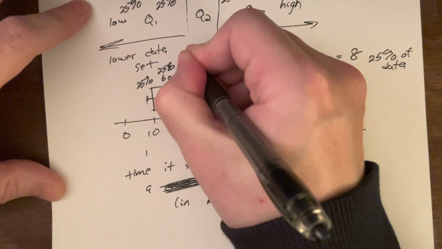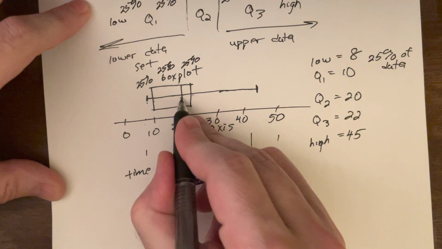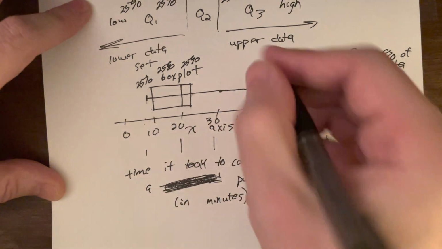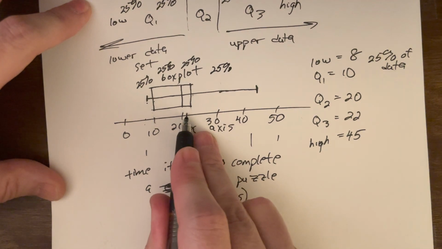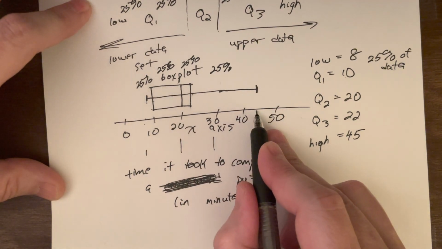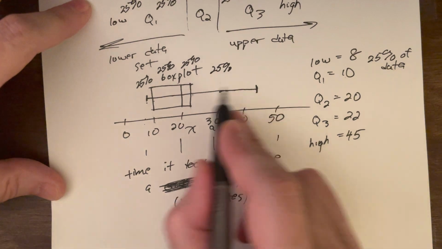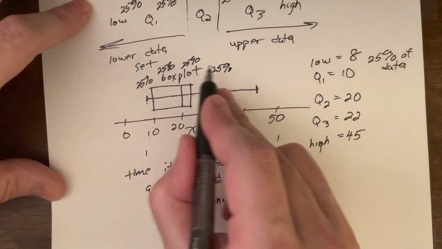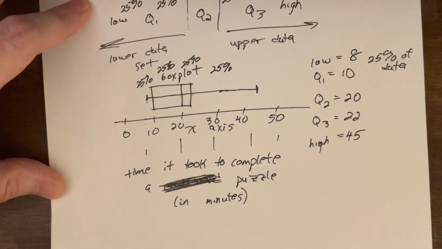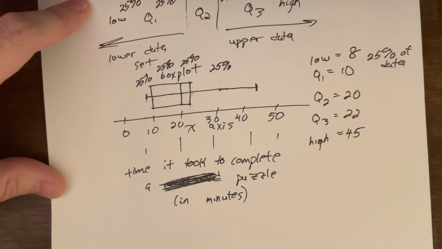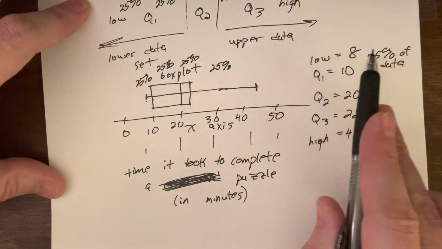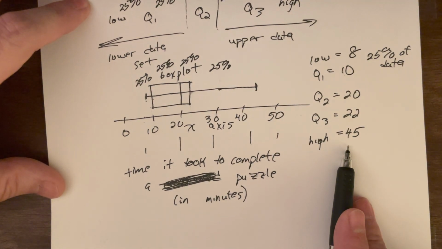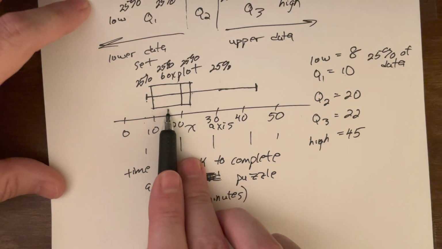And then another 25% between 20 and 22 minutes. And then another 25% between 22 and 45 minutes. So this is a bigger interval, but it still represents the same proportion of people. So that's one of the first things to get used to. It's easy, again, to first just see, okay, we'll get practice getting these numbers in just a moment and then go into our box and whisker plot.